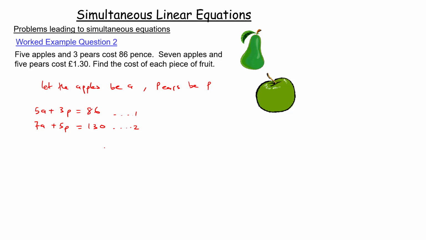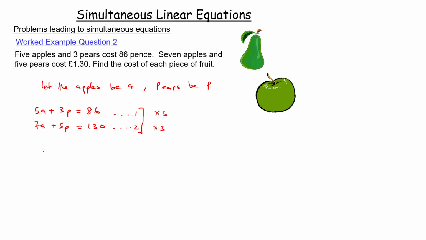I need to get rid of apples or pears. Well, I don't want to be multiplying by 7, so I'm going to get rid of the pears. So I'm going to multiply equation 1 by 5, multiply equation 2 by 3. So that's going to give us 2 new equations.